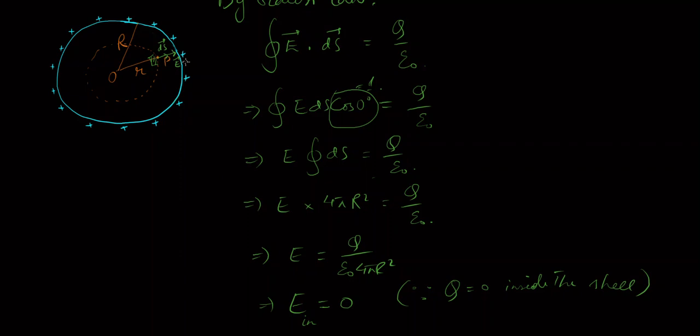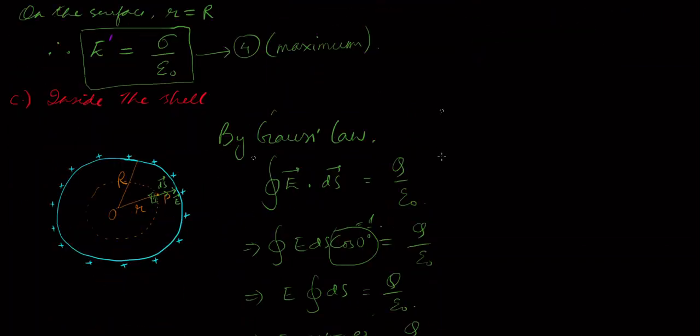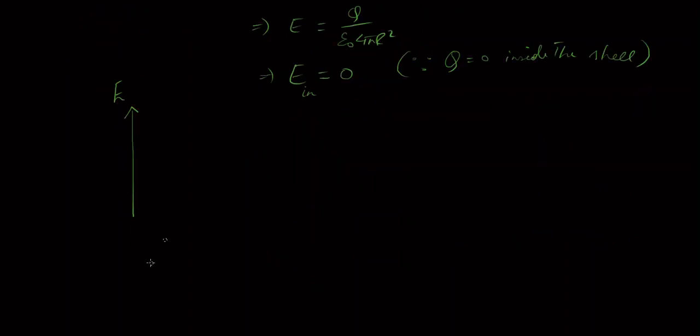Field is maximum on the surface, and then as you go away, how does the field vary? If you are asked to draw the graph, it is electric field with distance. This distance is r. Let's say this is the sphere, and this is the center of the sphere. At this point, the value of r is capital R. Inside, the field is 0, so it will come along this line. Just on the surface the field is maximum, so it will be maximum at this point.